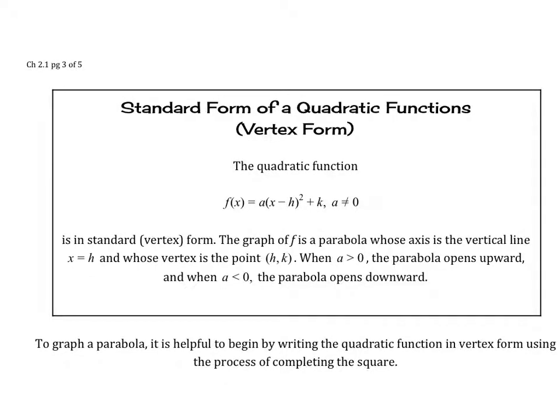Let's take a look at the standard form of a quadratic function, or what we call the vertex form. The quadratic function f of x equals a times x minus h squared plus k, where a is not 0, is in standard, or what we call vertex form. The graph of f is a parabola whose axis is a vertical line, x equals h, and whose vertex is a point (h, k). When a is greater than 0, the parabola opens up, and when a is less than 0, the parabola opens down. To graph a parabola, it is helpful to begin by writing the quadratic function in vertex form using the process of completing the square.